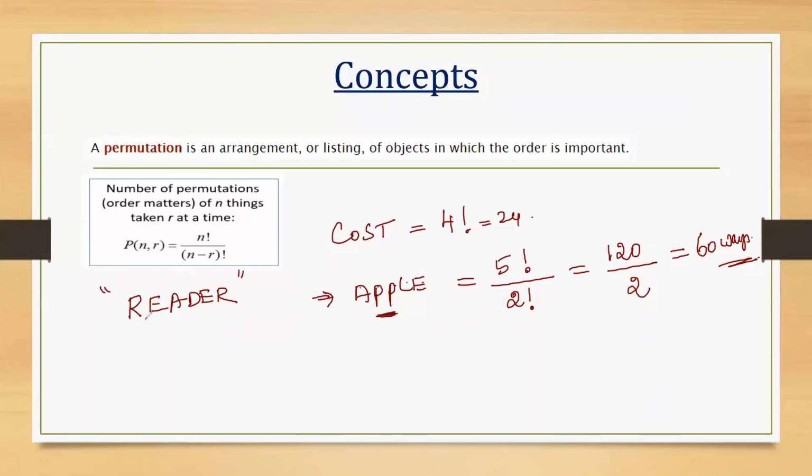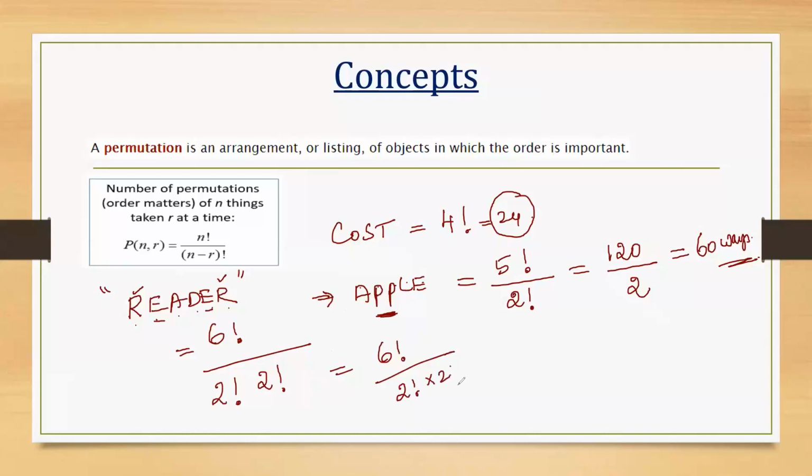But listen carefully. We have 6 letters, right? So 1, 2, 3, 4, 5, 6. So write 6 factorial. Divide by R repeated 2 times. So you have to write individually: R 2 times, then E 2 times. So 2 factorial into 2 factorial is different from 4 factorial, right? 4 factorial value is 24, but 2 factorial and 2 factorial is only 4. So you have to write like this: 6 factorial divided by 2 factorial into 2 factorial. This is for letter R, and this is for E. So clear?